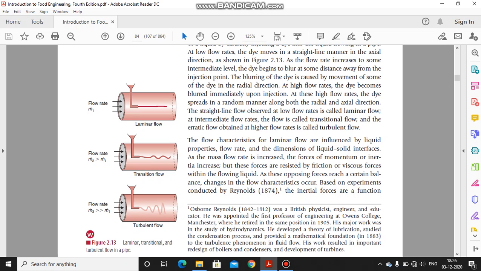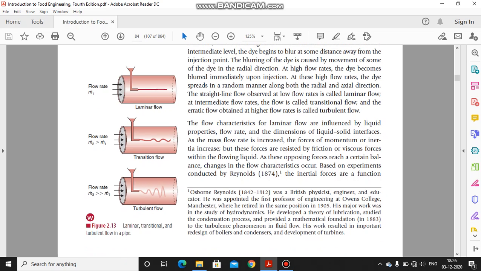as well. If you further increase the fluid flow, that is m3 is further greater than m1, you can observe the dye is moving radially as well as axially, and the blurring in the dye is increased. So from this experiment you can say when the flow rate is low, the flow is called laminar flow.